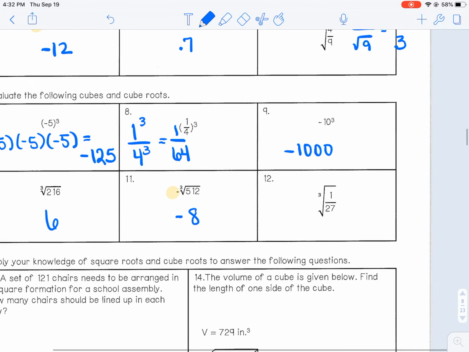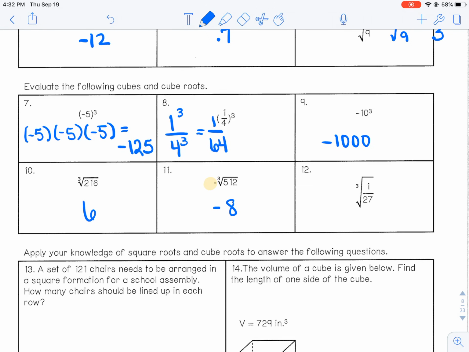Okay. If the cubed root is over both fractions, that means both the numerator and the denominator are to the cubed root. So the cubed root of 1 is 1. The cubed root of 27 is 3. So your answer is 1/3.